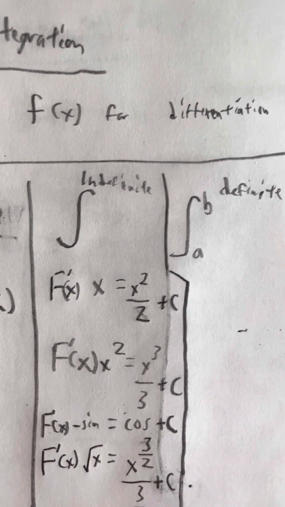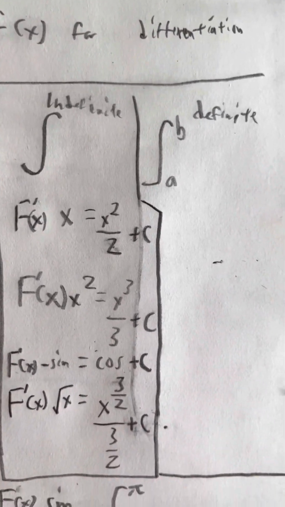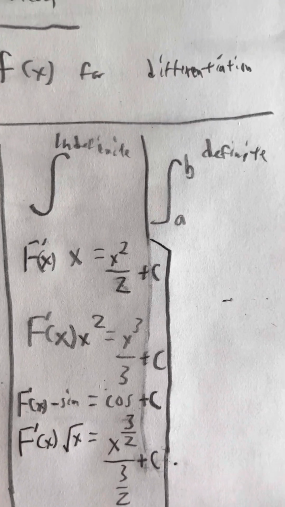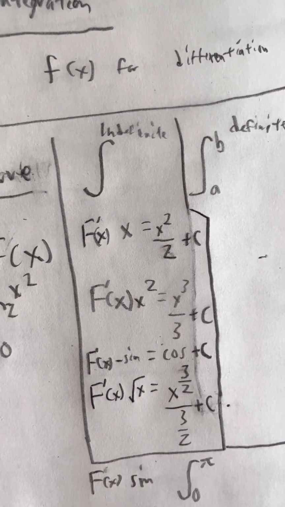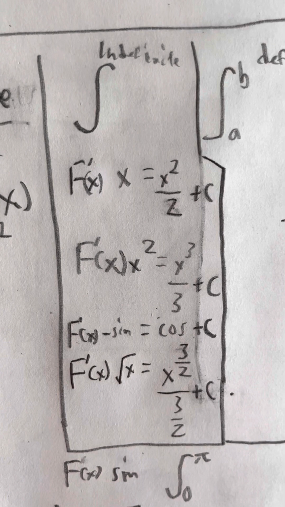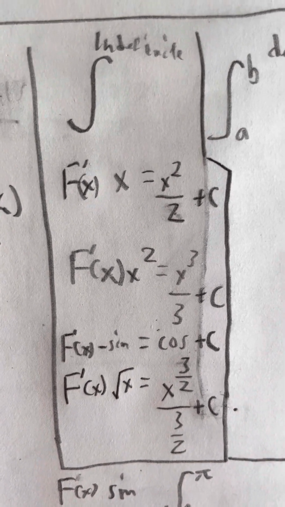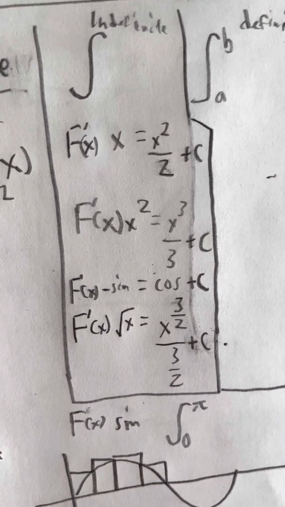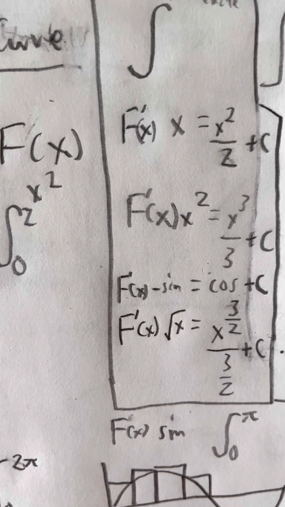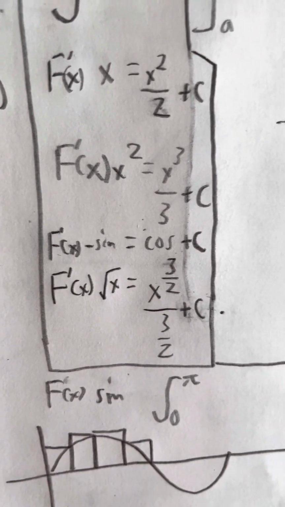Okay, integration. Capital F of x is what you use for integrals, lowercase f for differentiation. We'll go over that geometric part soon, but I'm going to first go over indefinite. x squared over 2 plus c is the answer to x, because you need to add the c to the end and put it over the power. Same thing with that one: x cubed over 3 plus c, cosine plus c for negative sine, integral of radical x is x to 3/2 over 3/2 plus c.